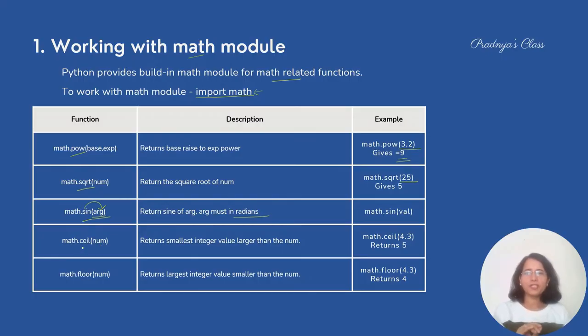There is one more function, ceil, which will return the smallest integer value larger than that number. It is used for rounding off. So ceil of 4.3 will be 5. It is the next integer, and it should be greater than the given value. There is one more mathematical function, floor, which will round that fractional number to an integer, but this time it will round down to the smaller value. So 4.3 will become 4. So these are some of the mathematical functions which are available in the math module.